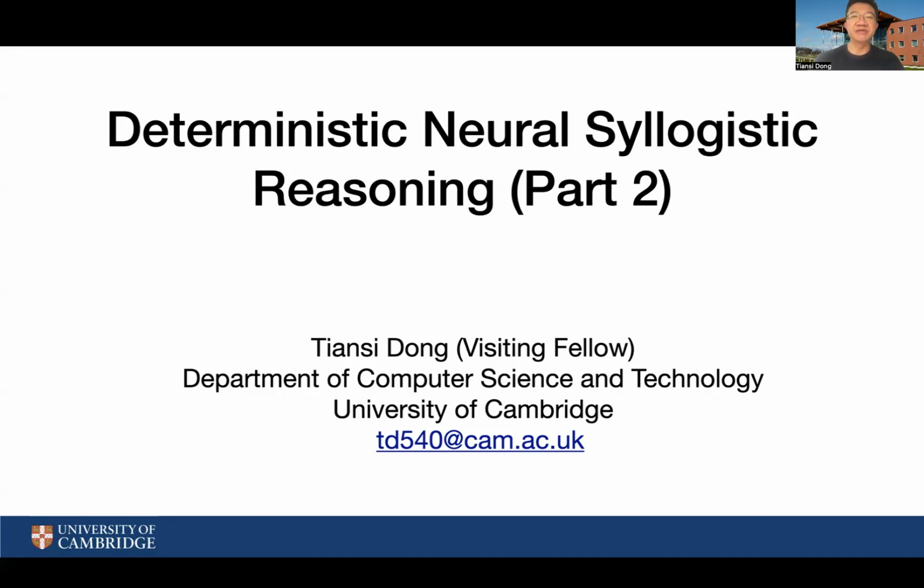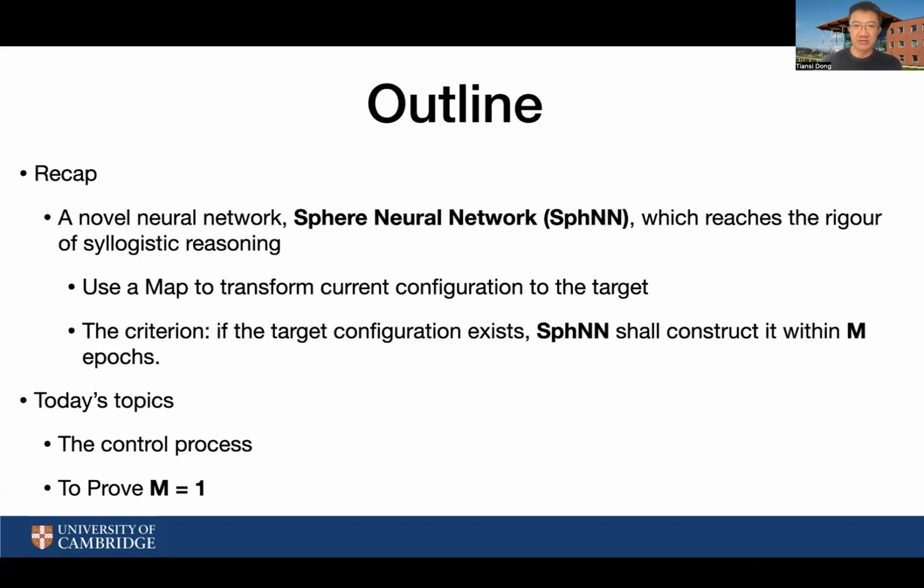Welcome to my second lecture on the topic of deterministic neurosyllogistic reasoning. Last time, I introduced a novel neural network called sphere neural network. It can reach the rigor of syllogistic reasoning. The magic behind it is that it uses a transition map to construct Euler diagrams in the embedding space.